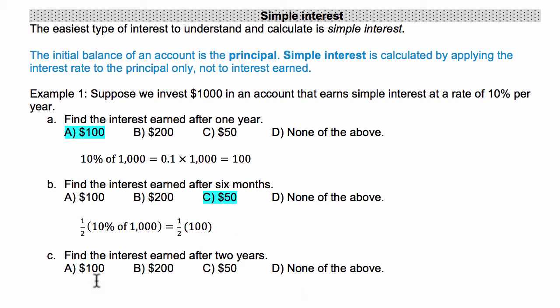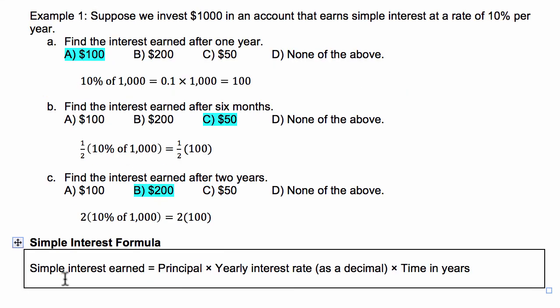Part C. Find the interest earned after 2 years. Again, because with simple interest, interest is earned at a constant rate, to find the interest earned after 2 years, we can simply double the interest earned after 1 year. In other words, we will take 2 times 10% of 1,000, or 2 times 100. This means the interest earned after 2 years was $200.